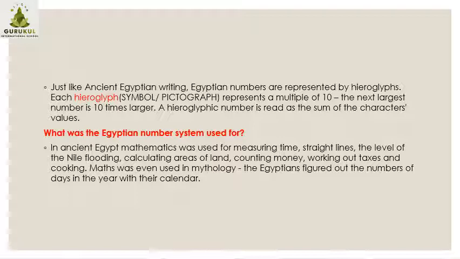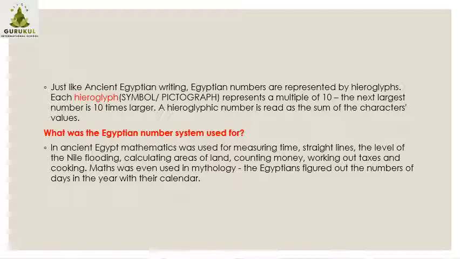Okay, I'll read these 2 points for you. Just like ancient Egyptian writing, Egyptian numbers are represented by hieroglyphs. Hieroglyphs means symbols or pictographs. All of you are aware of what a pictograph is. In maths you learn this. Each number has some symbol, and if we write that symbol, it will indicate a particular number. So these are the pictures which represent the numbers. Those are called hieroglyphs. See the spelling.